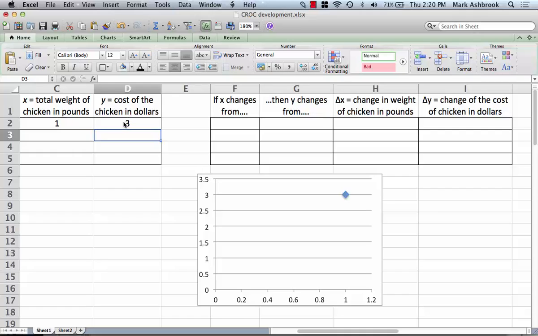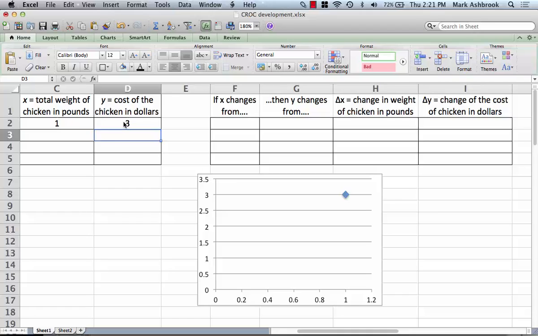So on this horizontal axis is representing which quantity, X or Y? X, the total weight of the chicken. And we got 1 pound. And then this axis here, the vertical axis, is the cost of the chicken. So when you look at that point, what does it mean? What does that represent, that point? He said 1 pound of chicken costs $3.